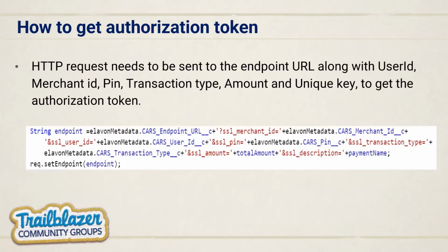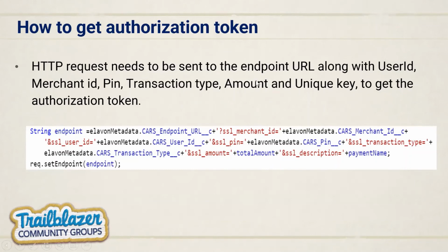Then the next step is we need to get the authorization token to start our payment. To get the authorization token, we need to send the HTTP request to the endpoint URL provided by the Elavon support team. We already added that in the remote site setting, right? So we need that endpoint URL to send the request. Along with this URL, we'll be sending some more information like user ID, merchant ID, PIN, transaction type, amount, and unique key to get the authorization token.